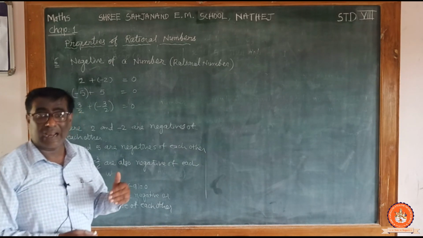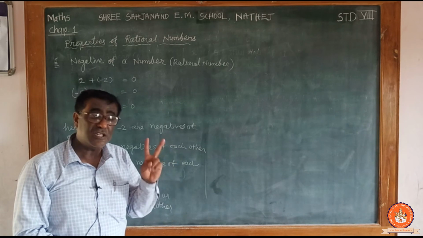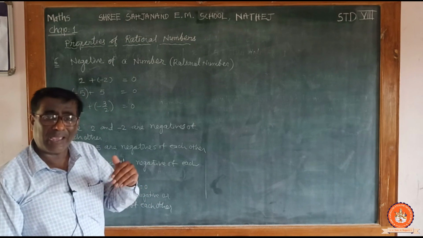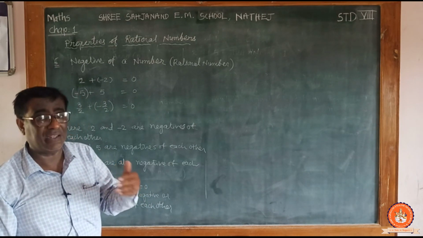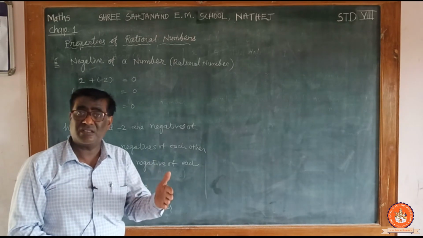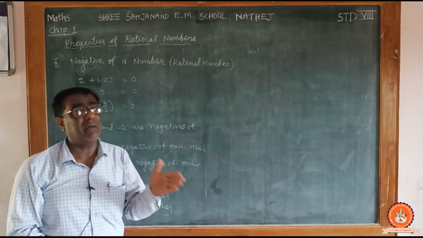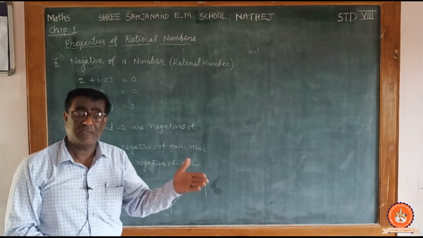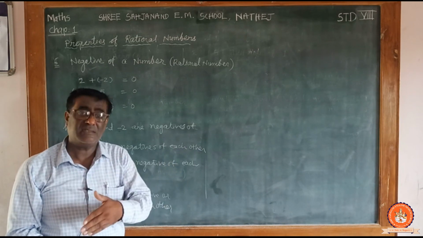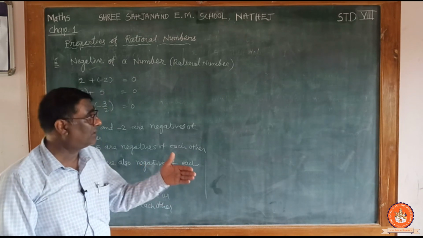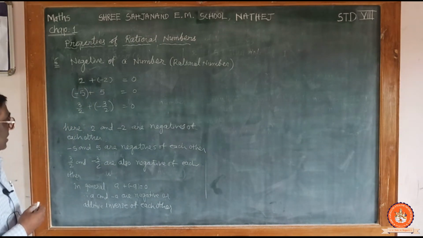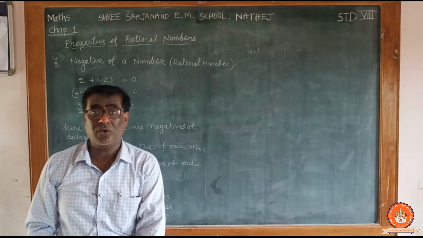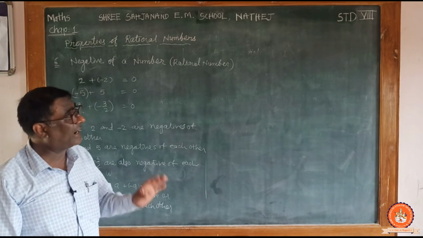If two numbers are added and the answer is 0, these two numbers are negatives of each other. How can you find the negative of any given number? You just have to change the sign of it. If 5 is there, minus 5 is the negative of 5. 7 is there, minus 7 is the negative of 7. 3 by 2 is there, minus 3 by 2 is the negative of the given 3 by 2.